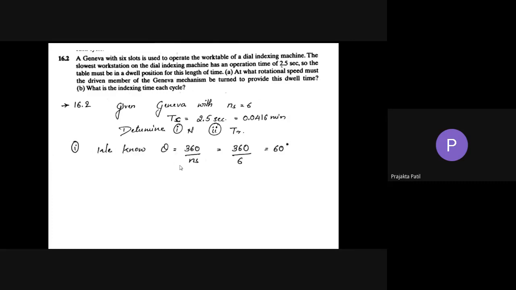So we know theta. First of all, we'll find what is theta. It is said that it has 6 slots, so the theta value is 60 degrees. Next, you have to find n. In order to find n, you can use these formulas.